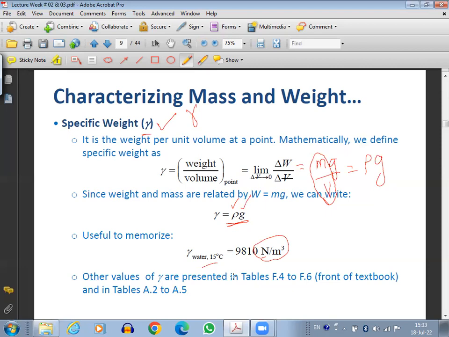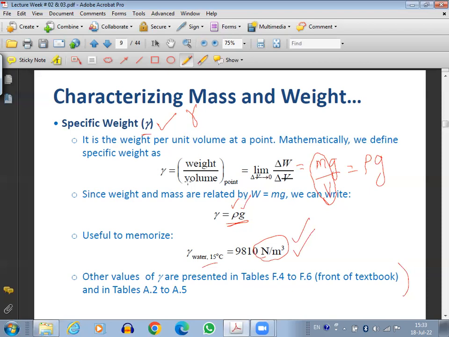Okay, so other values of gamma are presented in the table. Okay, on tables F4 to F6, front of the textbook, or tables A2 to A5. So these values are provided in the textbook for different materials. But for the case of water, it is something that you should memorize. For water, the value of gamma is 9810. The value of density is 1000. g is the acceleration due to gravity, 9.81. Okay. Units are very important. Don't mess up the units. This is the unit. Okay, don't mess up the units.